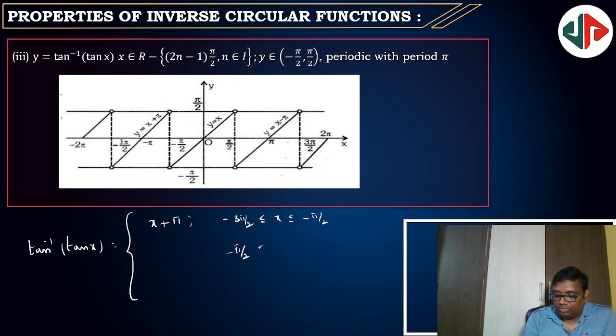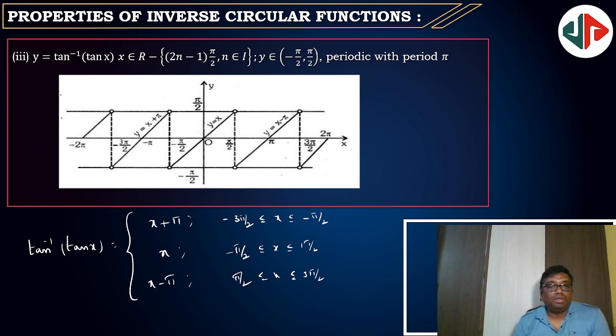Minus pi by 2 less than or equal to x less than or equal to plus pi by 2 means the value is x, and pi by 2 to 3 pi by 2 means then this value is x minus pi. Basing upon these three graphs, definitely one model question will come. So kindly remember these formulas. Without using these formulas or graph, we can also find it, but it will take some time.